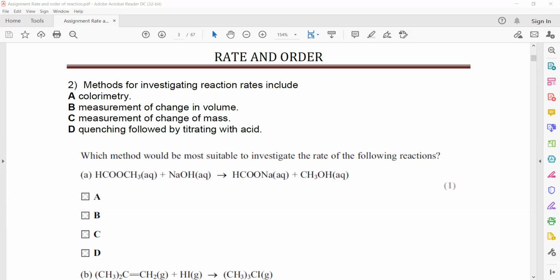Probably D. Why? Because when you see the reactant, there's an alkali involved. If there's an alkali, it means we can take out the sample and then quench so that the concentration of the reactant does not change, and then we can react with an acid. That's right. So this was part A.